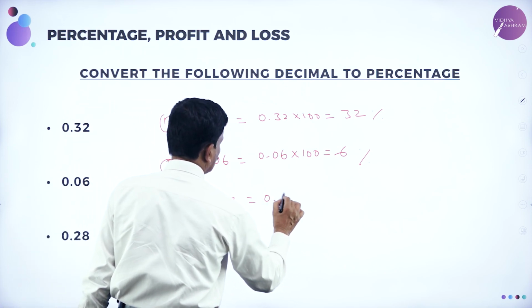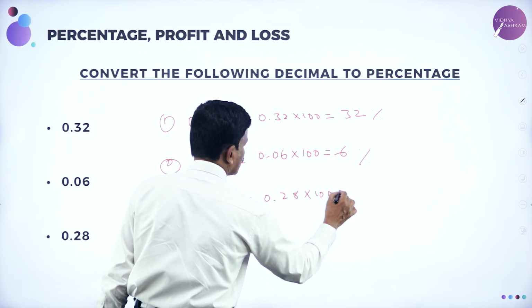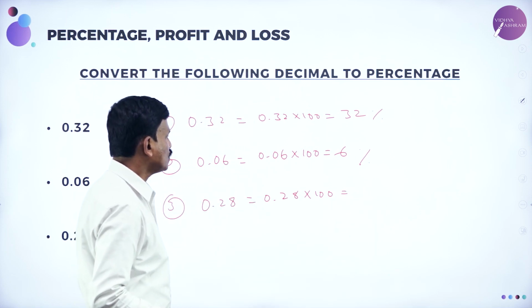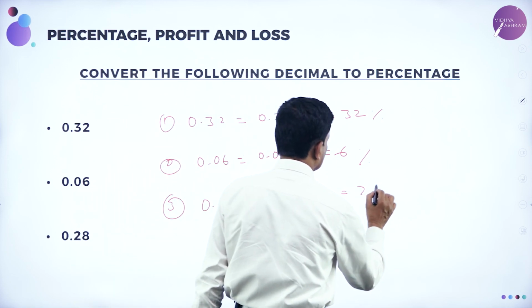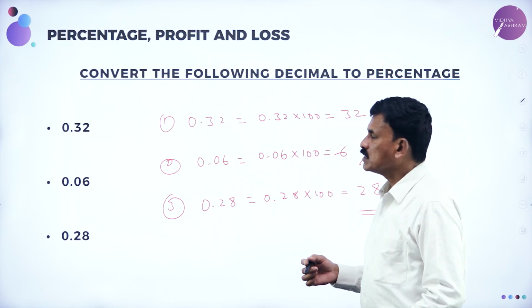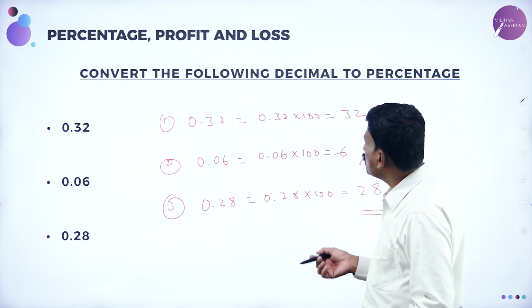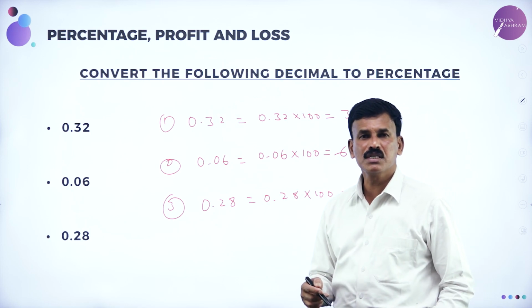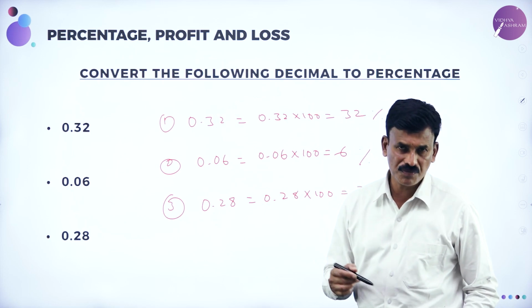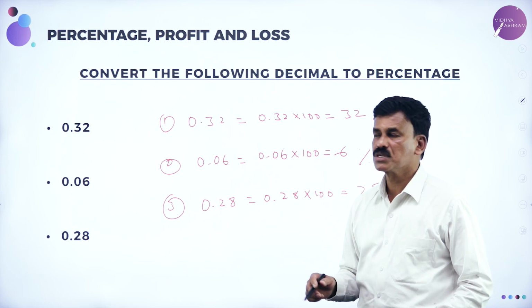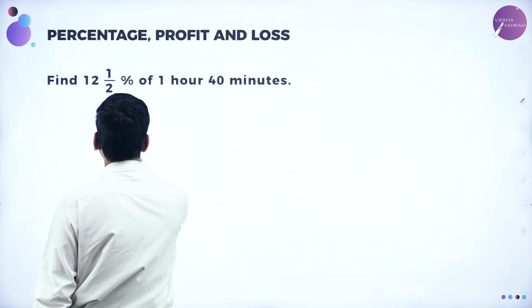Now the last one, 0.28 is equal to 0.28 into 100. 0.28 into 100 is nothing but 28%. That's it. This is how we are going to convert the given values into percentages, decimals, fractions or ratios. Now let us take a few problems.